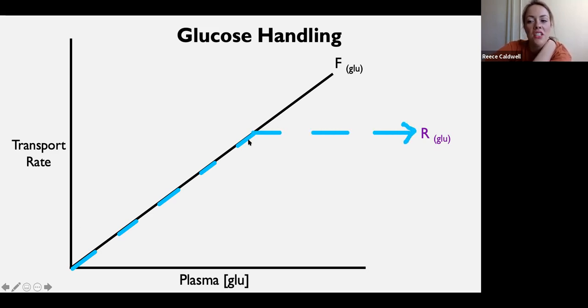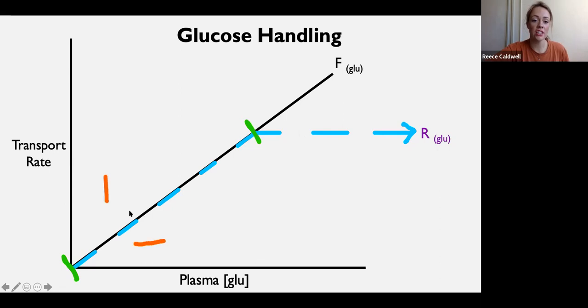Instead, we hit a plateau. We hit a plateau right here. This R is talking about the reabsorption of glucose. What that tells us is that our kidneys can filter as much glucose as we put in, but we can only reabsorb a certain amount of glucose. So we can filter it and get it into the nephron, but we're not going to reabsorb it all. That's not good.